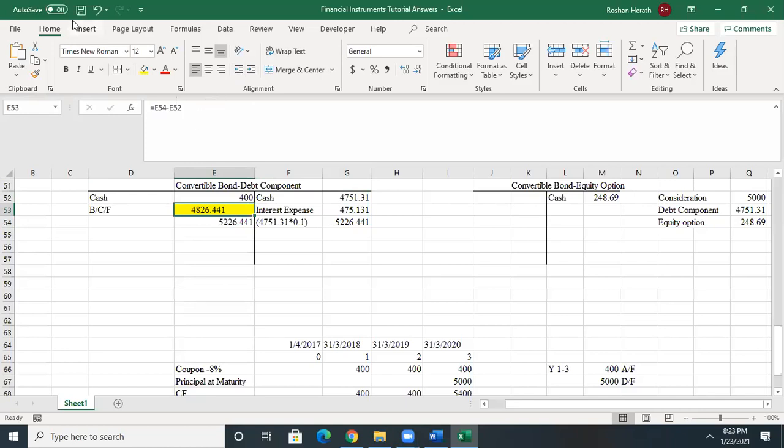Right? Sorry for that. Okay. Amortized cost. Just want to take it to 2 decimal places. Right, fine.